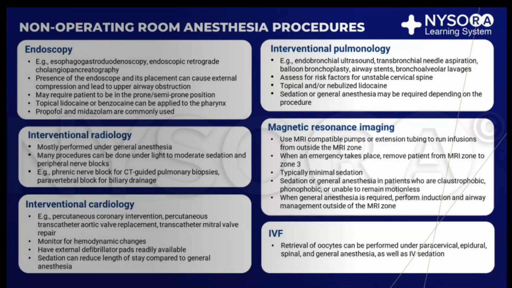So here we're going to run through just a summary again of procedures that can be done. Endoscopically, the issue is that you have an endoscope that may lead to upper airway obstruction. The patient is often in the prone or semi-prone position. In interventional radiology, it's mostly performed under general anesthesia, okay? However, some can be done under light to moderate sedation. Interventional cardiology in adults is almost always done just under local and sedation. And then obviously in children, I've explained to you what I do. Interventional pulmonology often requires intubation because that is for things like endobronchial ultrasound, transbronchial needle aspiration, airway stents. MRI, obviously the issue is the MRI compatible equipment and the magnetic field, which we'll speak about. And then IVF can be performed under blocks in the gynecologist's office.